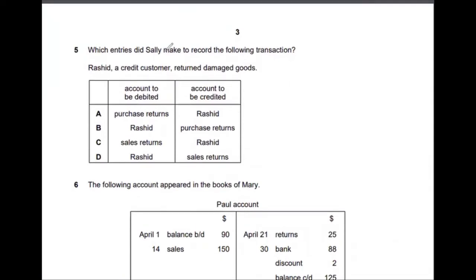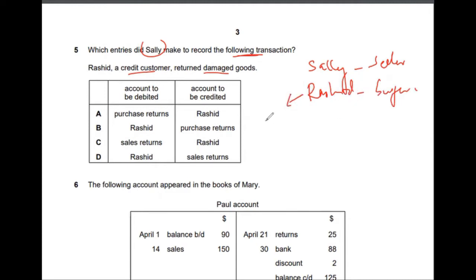Multiple choice 5. Which entries did Sally make to record the following transaction? Rashid, the credit customer, returned damaged goods. So if you see, Sally is the seller and Rashid is the buyer, right? So what is Rashid in Sally's book? Rashid is accounts receivable in Sally's book, right?